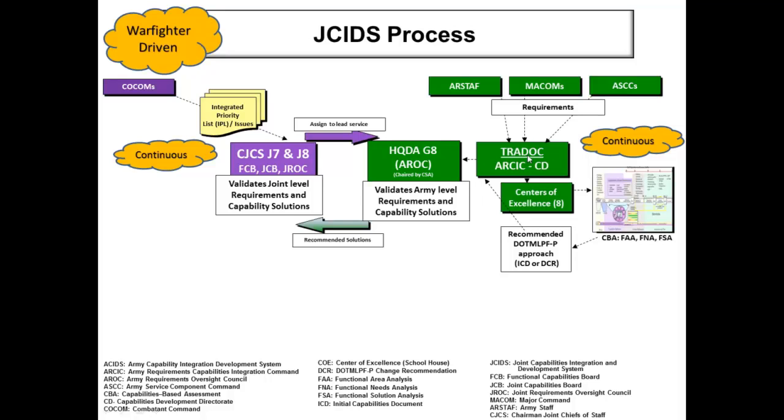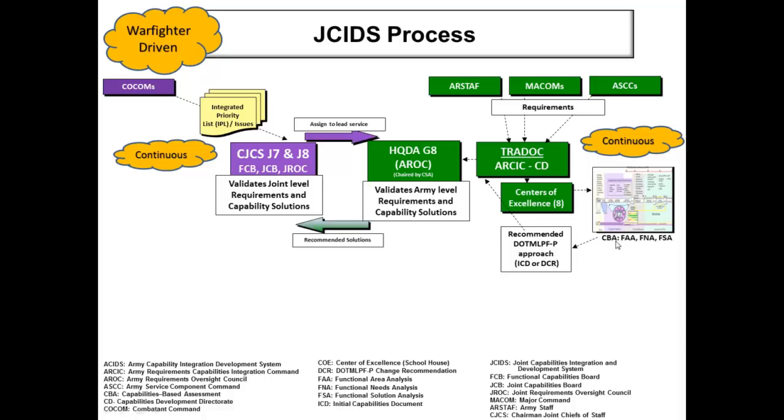TRADOC can also get requirements not just through that process or the Joint Staff, but also from the Army staff, through major commands, through the ASCCs. They're all saying we have requirements. They're sent down to TRADOC, and then RKIC's Capability Development Directorate looks at them and says, hey, these requirements are valid. No matter where they came from, they approve the requirement, and they say, now let's send it down to the Center of Excellence, one of the 8 Centers of Excellence, to go through the CBA, Capabilities-Based Assessment.